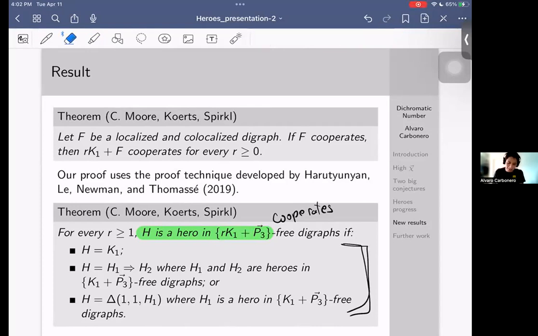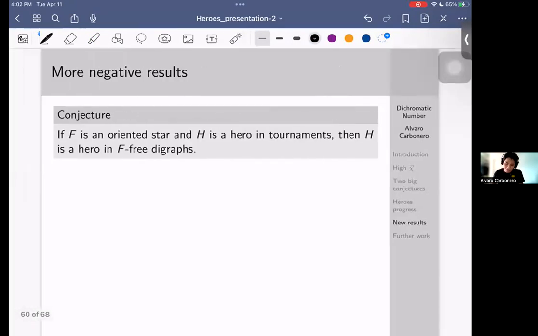And here, by the way, our collaborators, Moore, Koerts, and Spirkl, we are writing the paper, it's going to be on the arXiv in a month, maybe. My thesis has the case of K2, but we managed to improve it. My thesis should be up in like 2 weeks. Really excited about that. All right, so now let's go on to the other question.